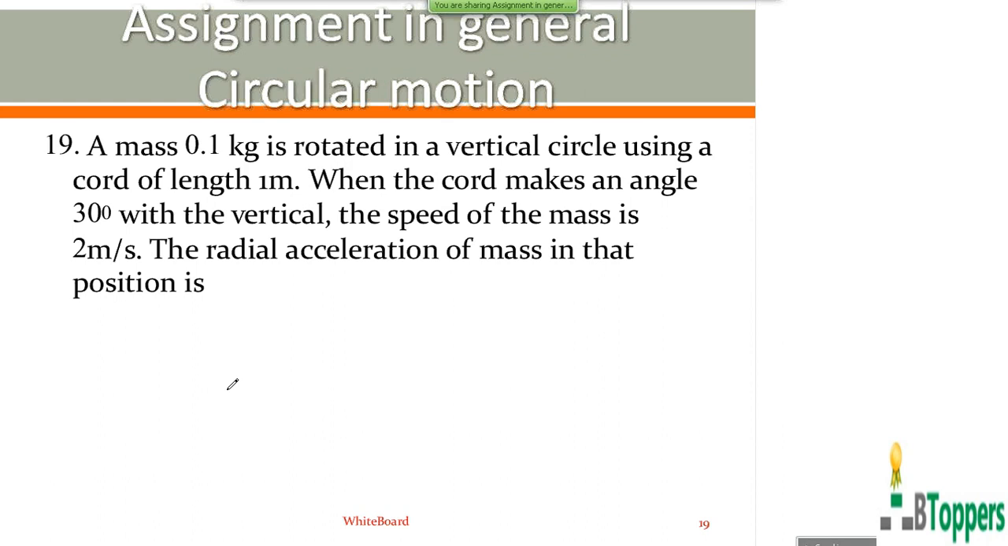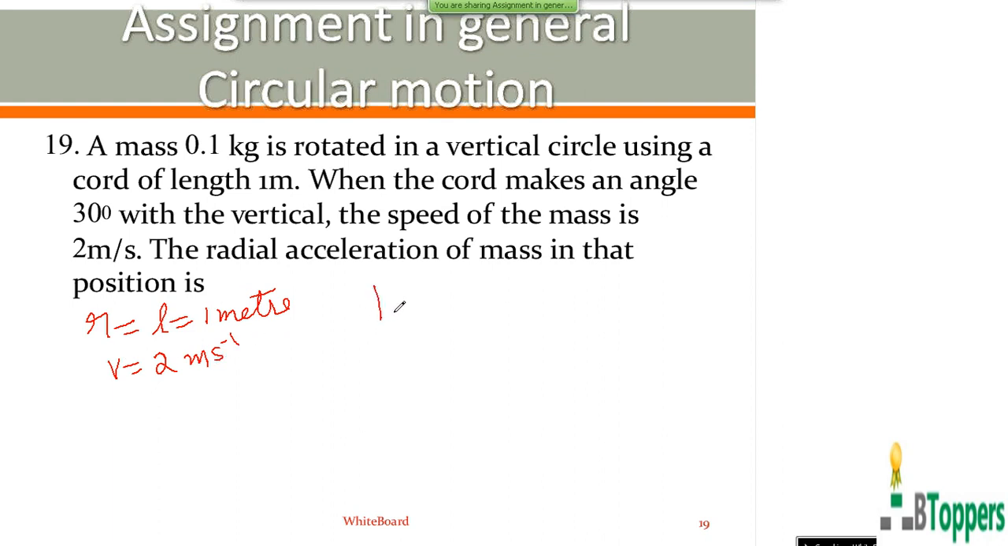So magnitude of the radial acceleration. When the mass is rotated in a vertical circular path, the radius of circular path is same as the length of the cord or string, that is 1 meter. You have to find the magnitude of the radial acceleration or centripetal acceleration at the instant when the string makes some angle theta equal to 30 degrees with the vertical, and at that instant magnitude of the velocity is given as 2 meters per second.